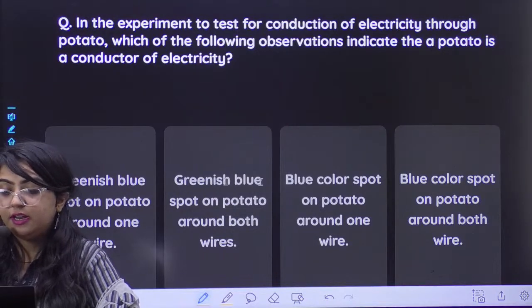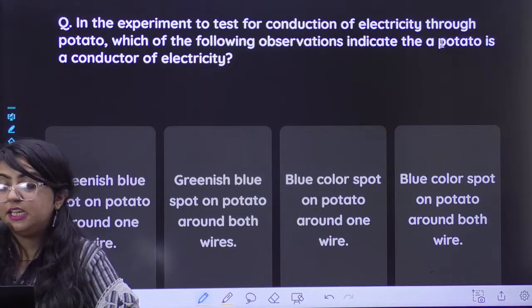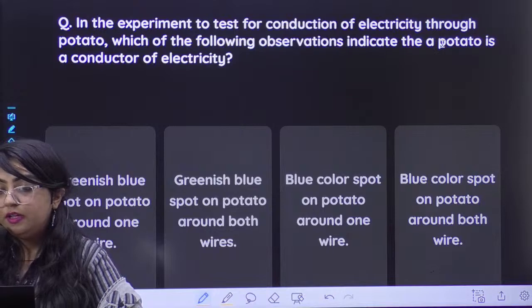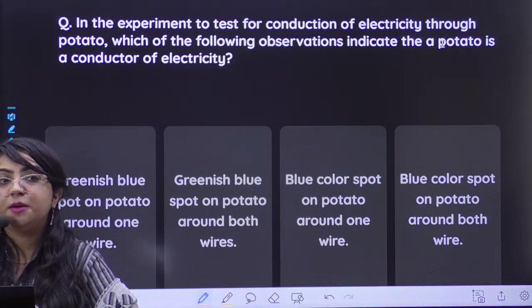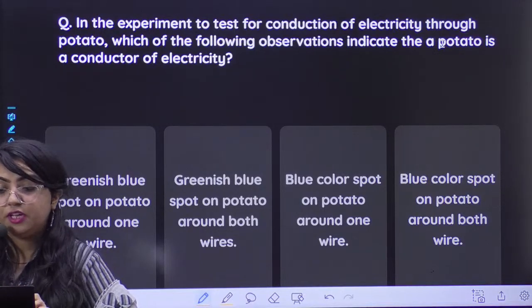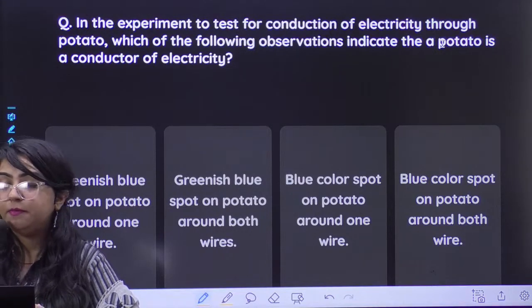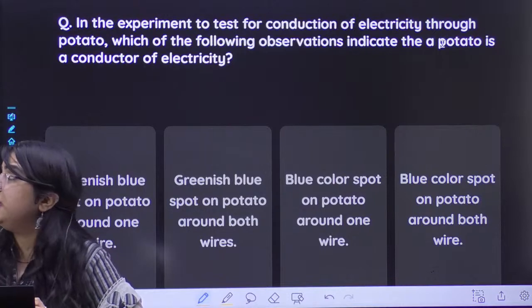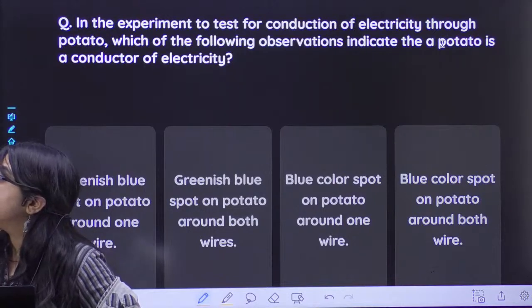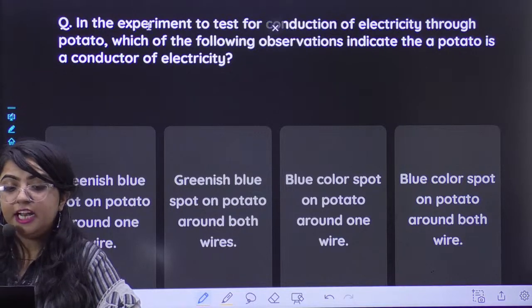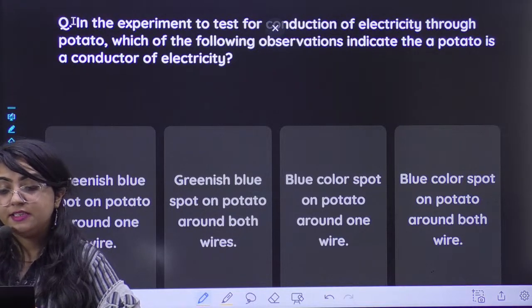So find out the correct observation which could be observed when electricity is passed through potato. What would we have observed when electricity was passed through the potato? We have to state the observation of this experiment. Please answer quickly. And let me know if you are not able to understand this question.